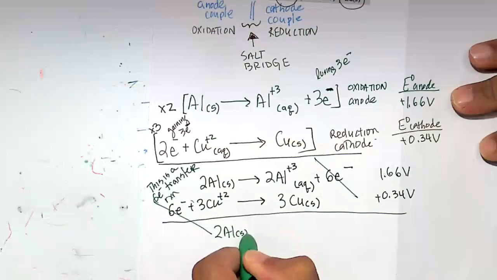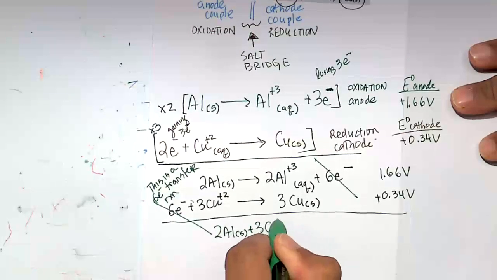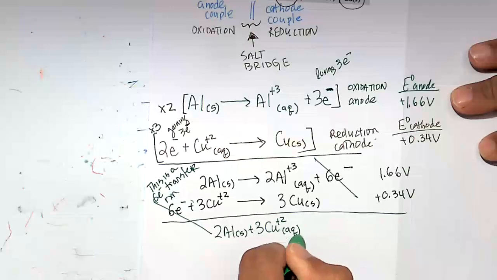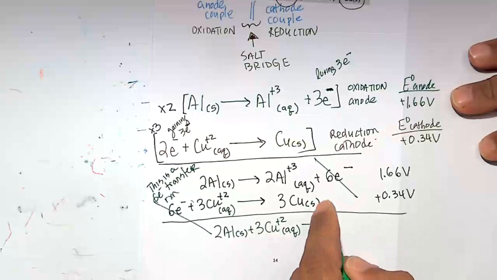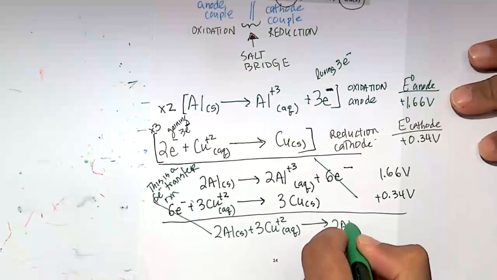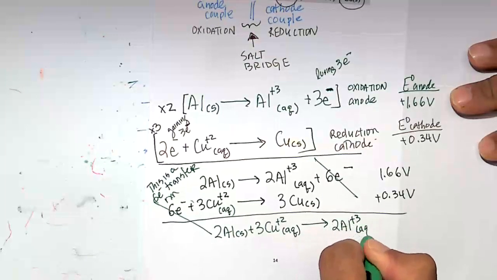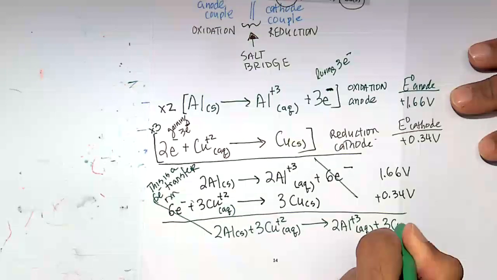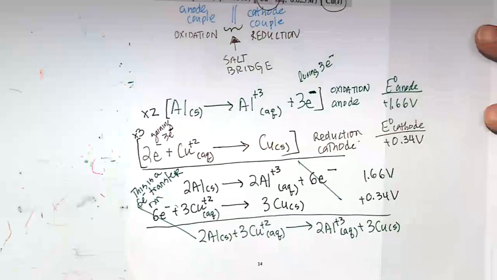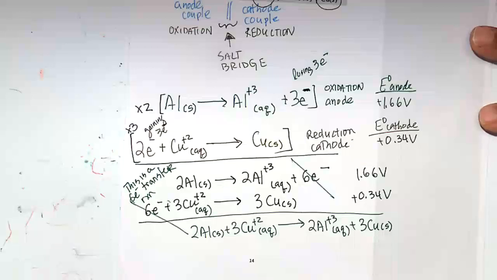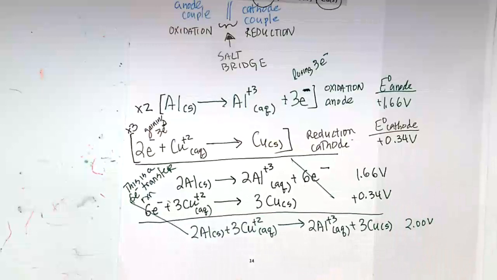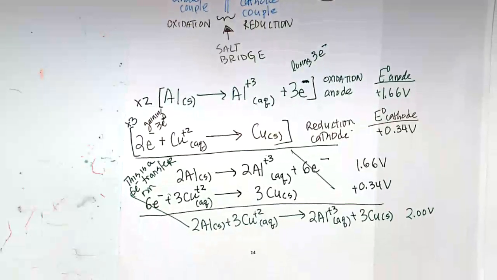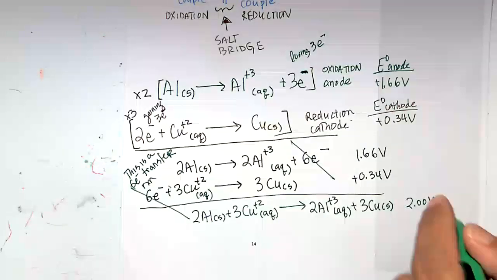And we are left with 2Al solid plus 3Cu2+ aqueous, and that's going to go to 2Al3+ aqueous plus 3Cu solid. And this is going to be exactly 2 volts. Considering most batteries are 1.5 volts, this looks like a really good battery.